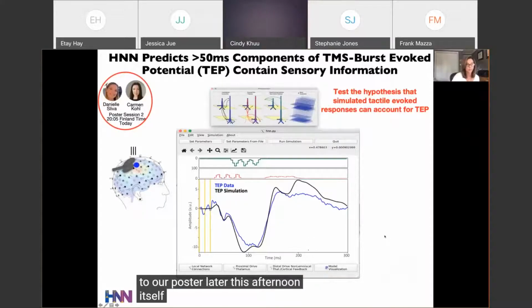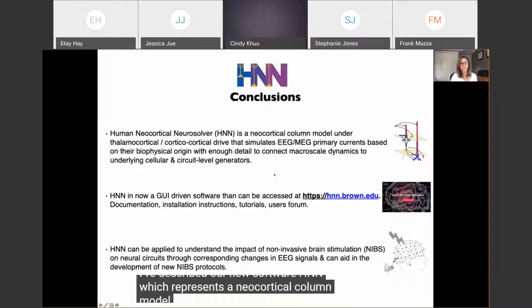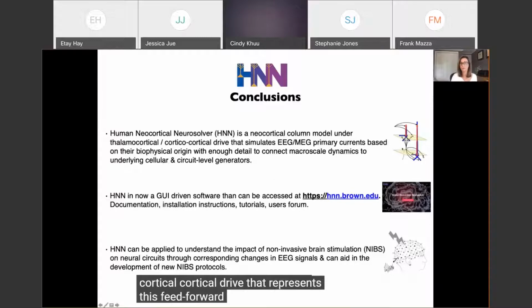And so with that, I'd like to conclude. I've described our new software, HNN, which represents a neocortical column model under thalamocortical and cortical drive that represents this feed-forward and feedback drive to the input. It simulates the primary electrical currents that underlie EEG and MEG with enough detail to connect the macro-scale recording to the underlying cellular and circuit level activity.